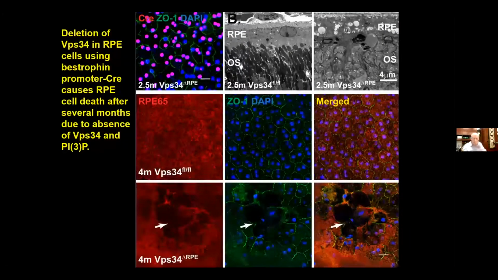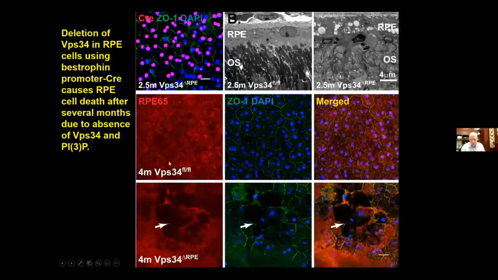Now, when we made knockout mice using the bestrophin promoter, it does cause cell death in patches of the RPE, those patches that are positive for CRE staining, as shown in the upper left here. And you see by electron microscopy that there's a lot of distortions of the membranes, not only of the RPE, but also the underlying outer segment membranes. And this is a relatively slow process compared to what we see with the rod cells. And again, as I mentioned before, it's mosaic.